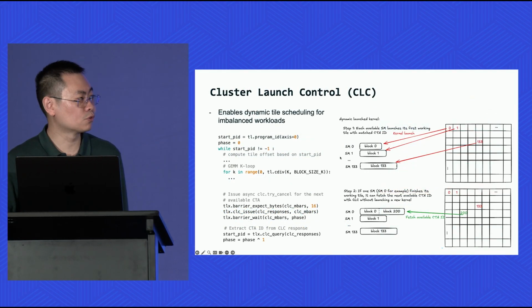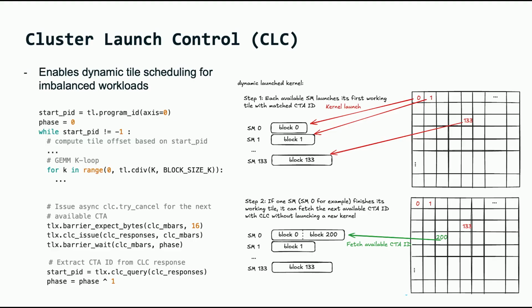Yeah, and we are also bringing up support for cluster launch control, CLC. This is particularly useful for imbalanced workloads. And it's different from the traditional static tiling. You would have a gem kernel running under a persistent K loop, and each CTA gets a fixed amount of tiles to handle. And this works pretty dynamically.